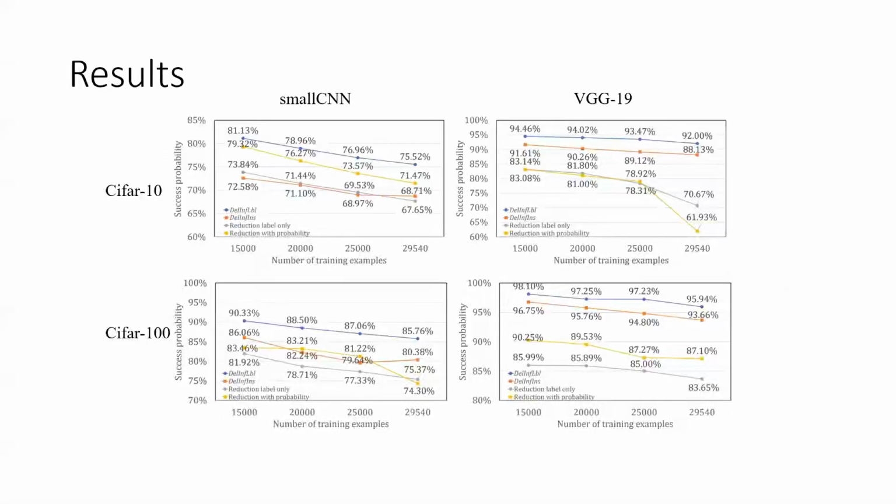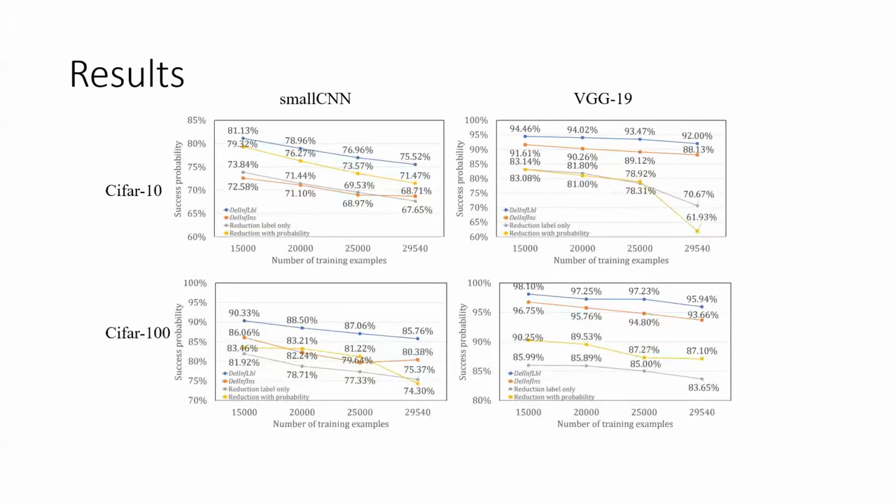We test these attacks on two deep convolutional neural networks, a small convolutional neural network, small CNN, and a famous convolutional neural network, VGG19. We train these models on two image classification tasks, CIFAR10 and CIFAR100. We summarize the result in these four figures. Our deletion inference attack is the blue curve here.